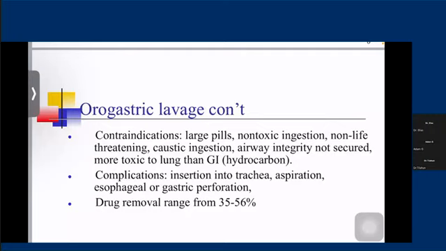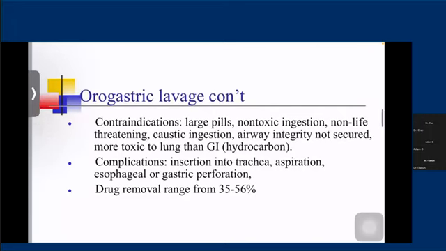So there are certain complications while doing lavage. The patient can develop massive aspiration and also esophageal or gastric perforation, or insertion into the trachea. So these are a few complications, and we have to always be cautious. And the drug removal ranges from 35 to 56.